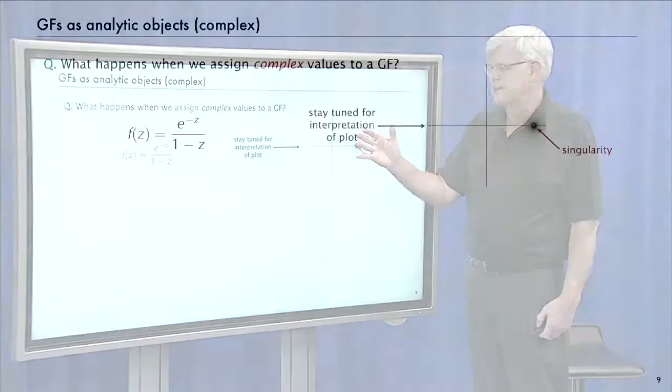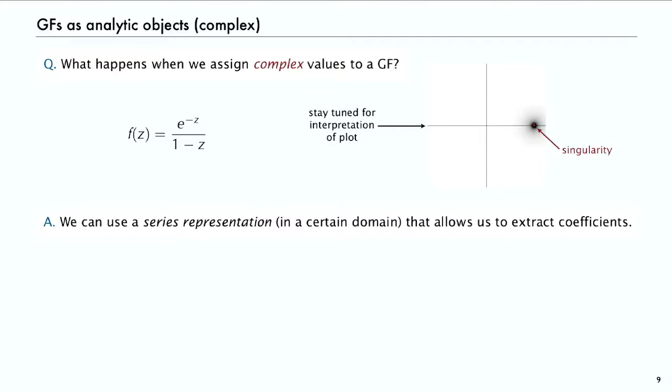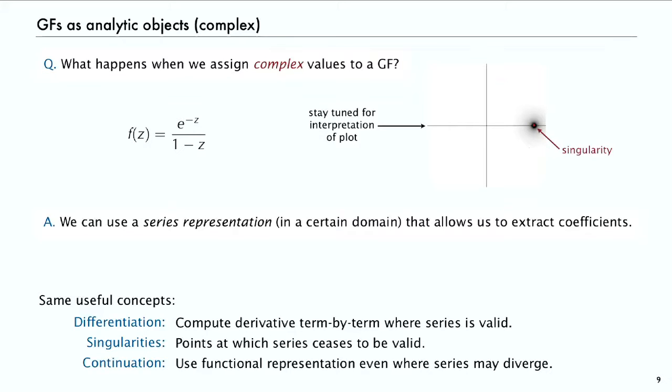When we assign complex values to a generating function, we have a more complicated kind of plot. It's a two-dimensional thing that I'll talk about soon. We still have the idea of a singularity. We still have the idea of a series representation that holds in a certain domain and allows us to extract coefficients. And we still have the same useful concepts. We can differentiate, we can identify singularities, and we can continue to places even where the series might diverge. So all of those same basic concepts are useful even in the complex plane.